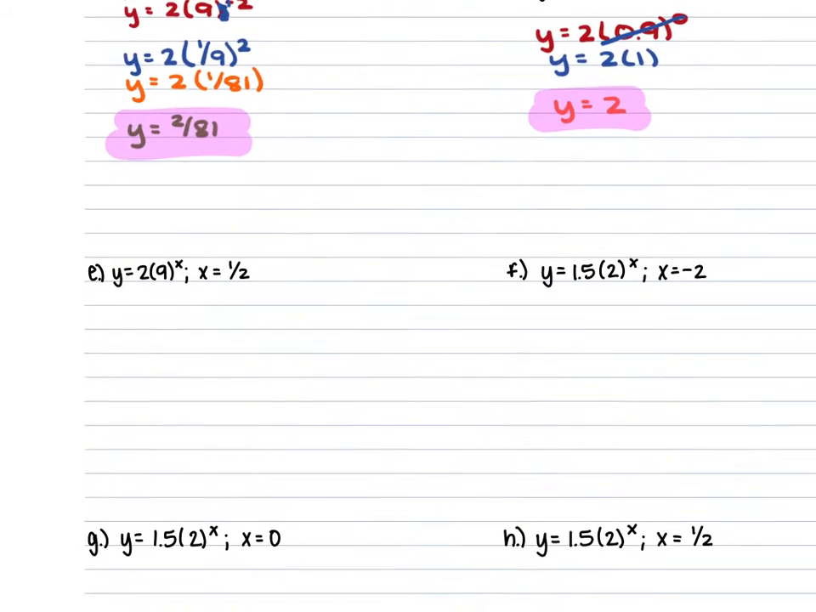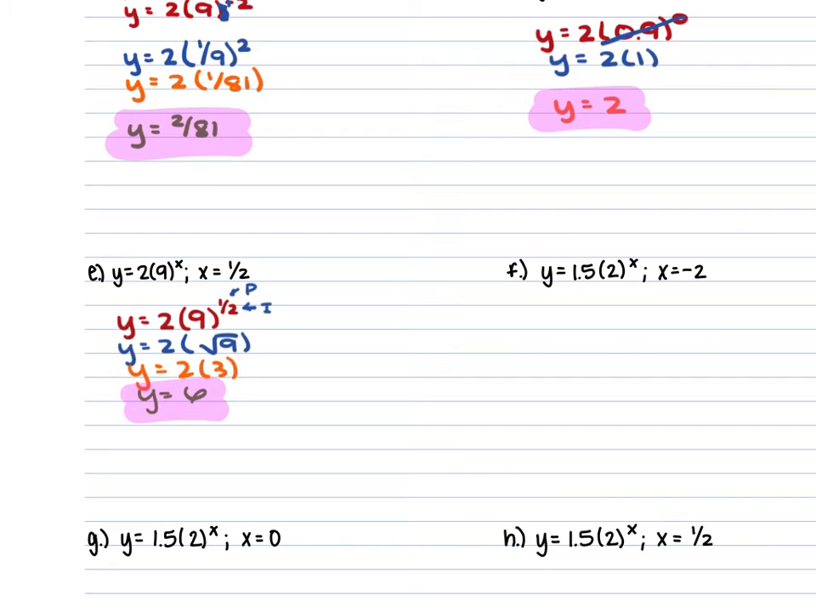For example E, we have y is equal to 2 times 9 to the power of x, and x is 1/2. So this is going to give us y is equal to 2 times 9 to the power of 1/2. Remember, when we're dealing with a power that's a fraction, the numerator is the power, the 2 is your index. So this is y is equal to 2 times the square root of 9 raised to the first power. The square root of 9 is just 3. So we're doing 2 times 3, which is y is equal to 6.